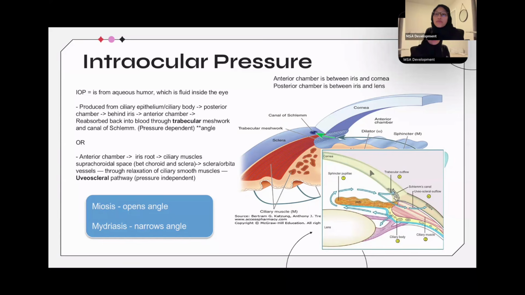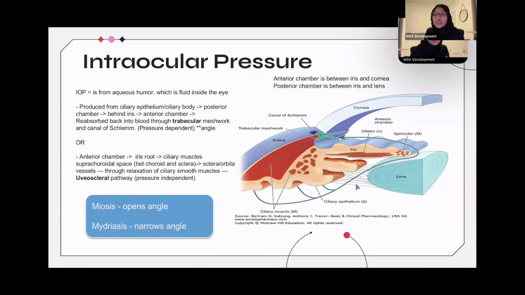Now, anatomy-wise, the anterior chamber is between the iris and the cornea, whereas the posterior chamber is between the iris and the lens. So posterior, anterior, okay? These are important borders to know for your exam. You can easily tell from the picture, you can draw it out and see where they are. There's space here, space there, before and after the lens.